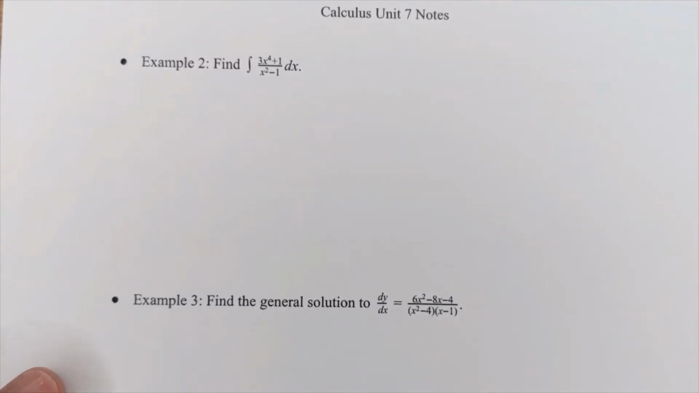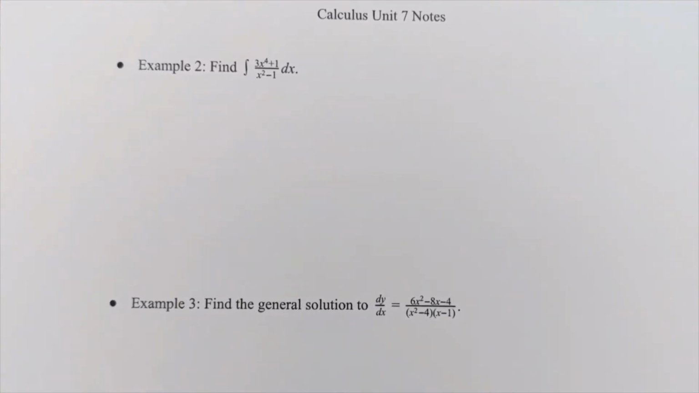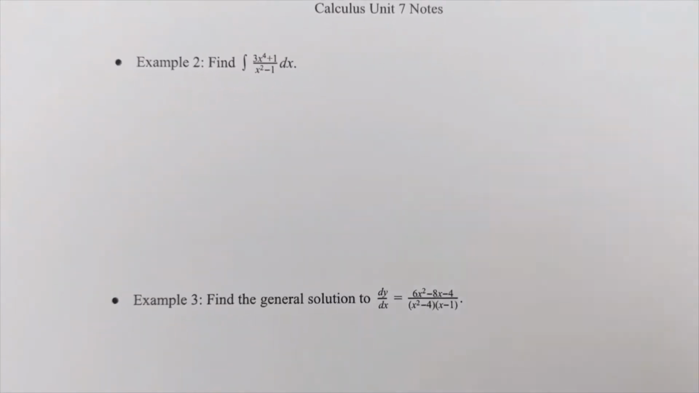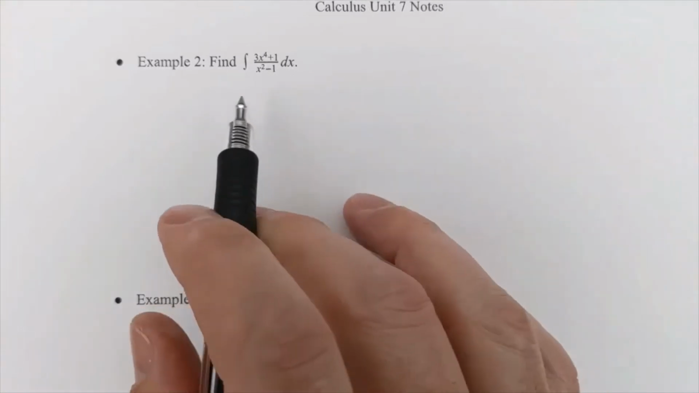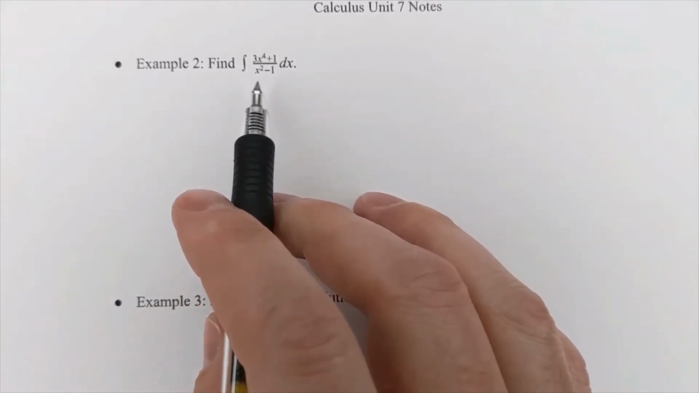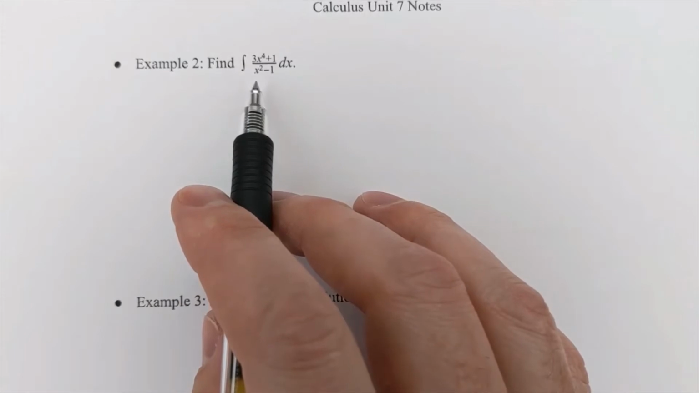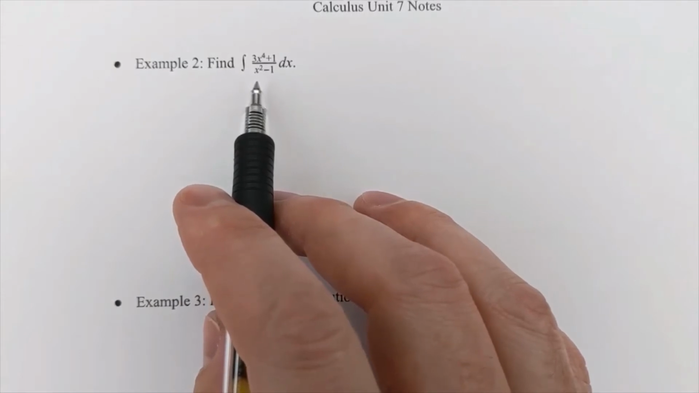Okay, so example 2. Find the antiderivative of 3x to the 4th plus 1 over x squared minus 1. So what we're going to do is decompose. Oh no, we got to break it down first. Do I have to break it down first? Let me think. I wonder if I can just decompose this right away. Factor that. Gives me that.